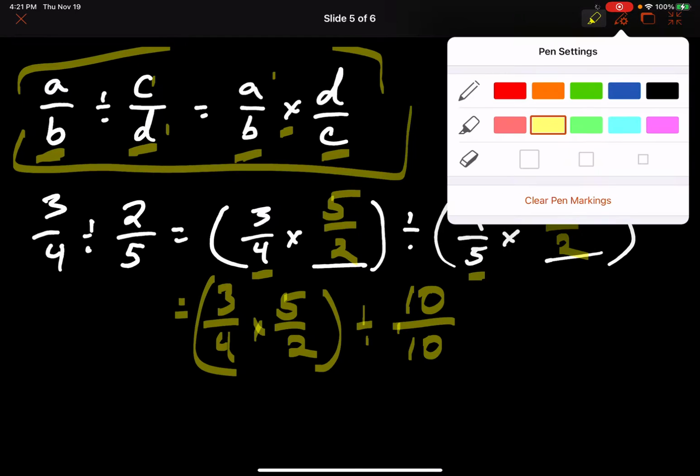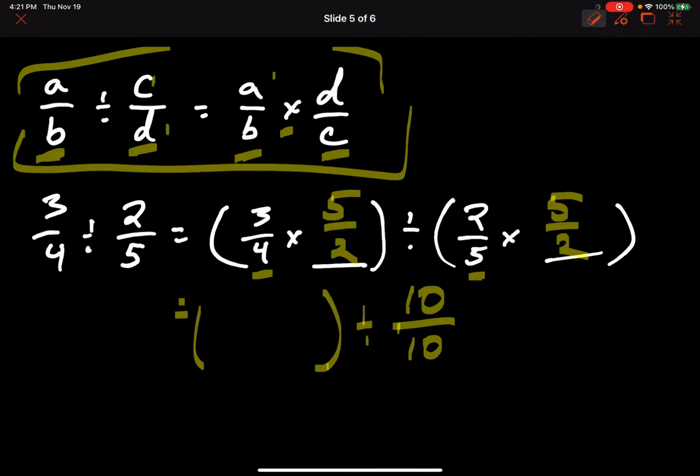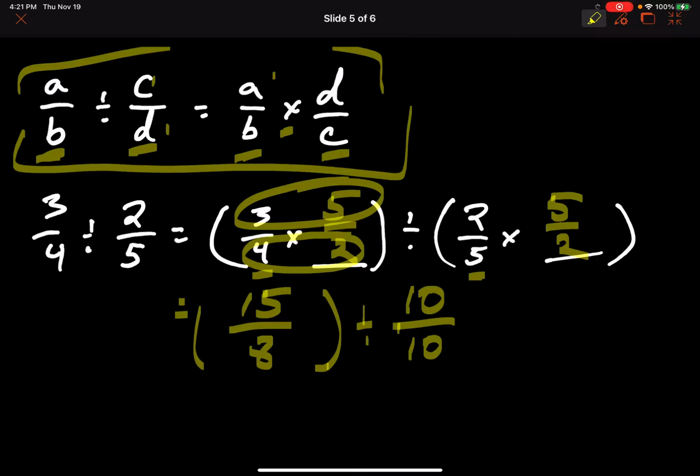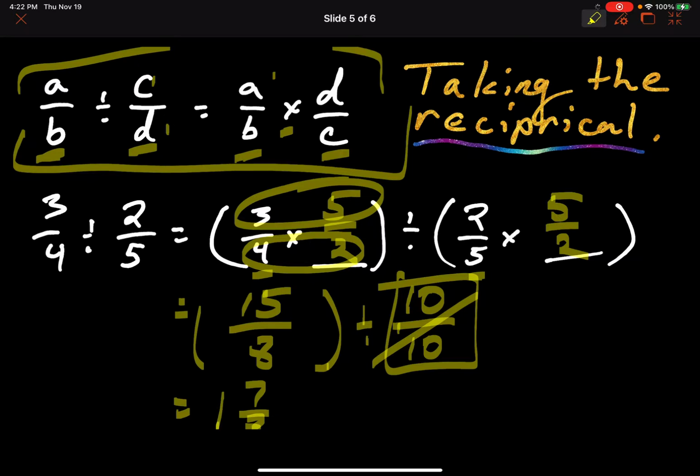Okay, actually I'm going to do the answer here. This multiplied together is 15, and this multiplied together, the denominators, is 8, and 10 over 10 is 1. So anything divided by 1 is going to remain the same, right? So now I can just get rid of that, and 8 goes into 15 once, and I have 7/8 left. Ooh, that doesn't work. Okay, 7/8 left. So this is called taking the reciprocal right here.